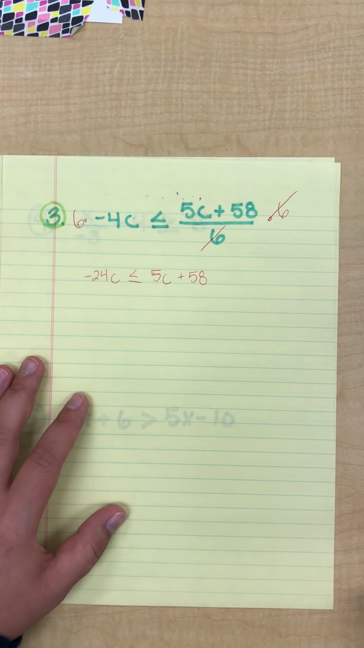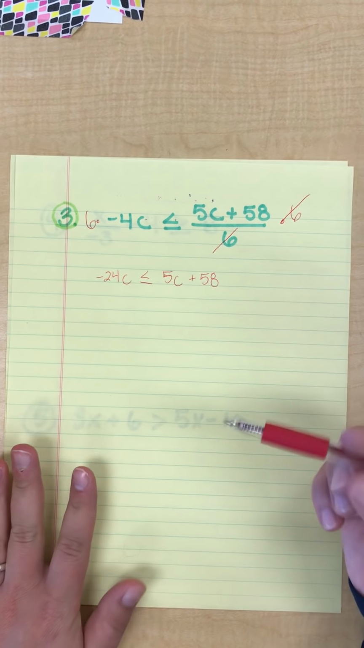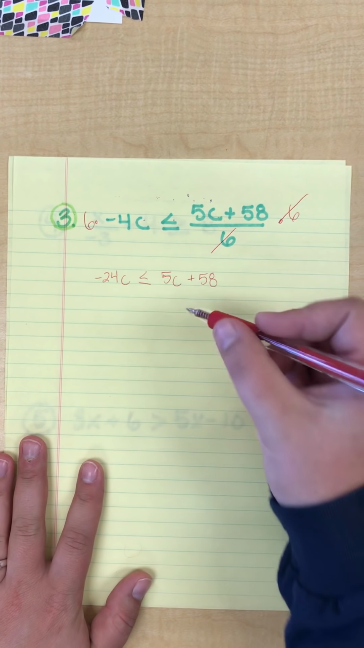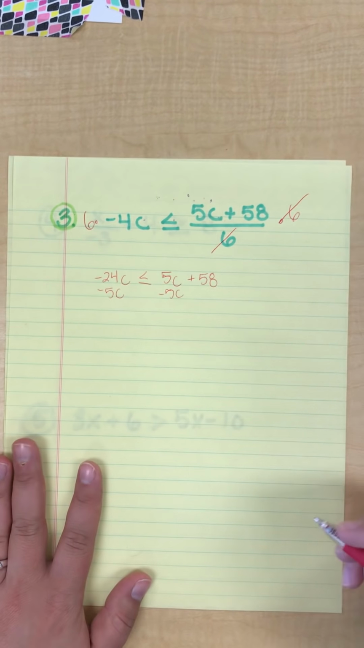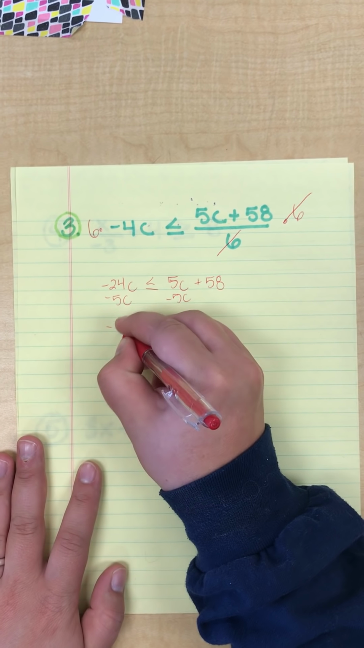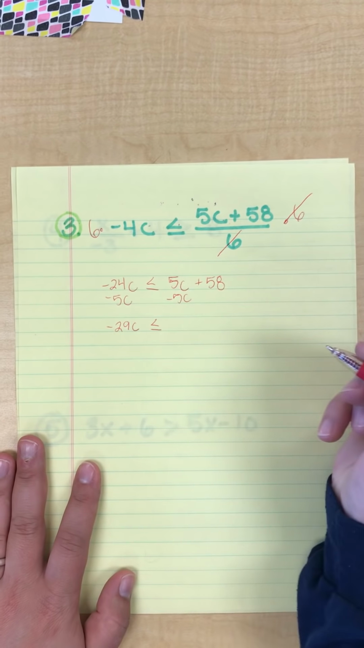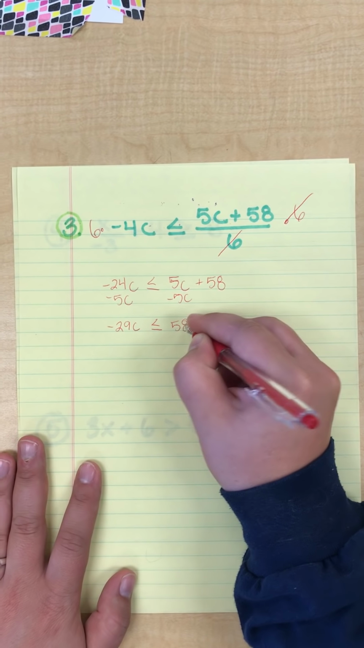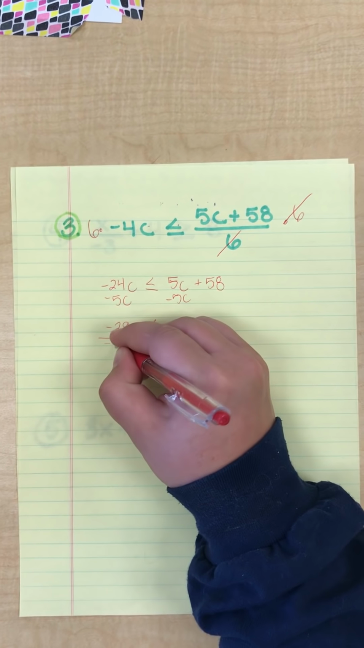Okay, so this equation looks a little bit different. Remember, your goal is to get all the variables on one side, so I'm actually going to move this 5c over to the other side by subtracting it. If I do that, that gives me negative 29c is less than or equal to 58. And I'm going to divide by negative 29 on both sides.